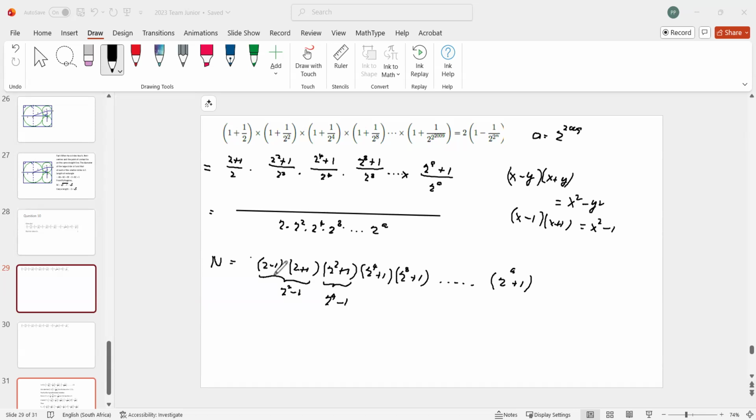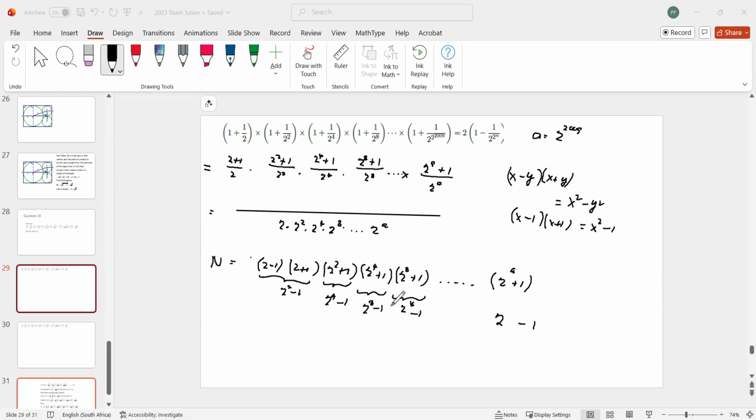Now, these 3 things multiplied together give you 2 to the 4 minus 1. And now I've got 2 to the 4 plus 1 here. So 2 to the 4 minus 1 times 2 to the 4 plus 1 is 2 to the power of 4 all squared, so that becomes 2 to the 8 minus 1. Exactly the same as this. So this becomes 2 to the power of 16 minus 1. If you analyze this, you see that this whole thing will be equal to 2 to the power of something minus 1.